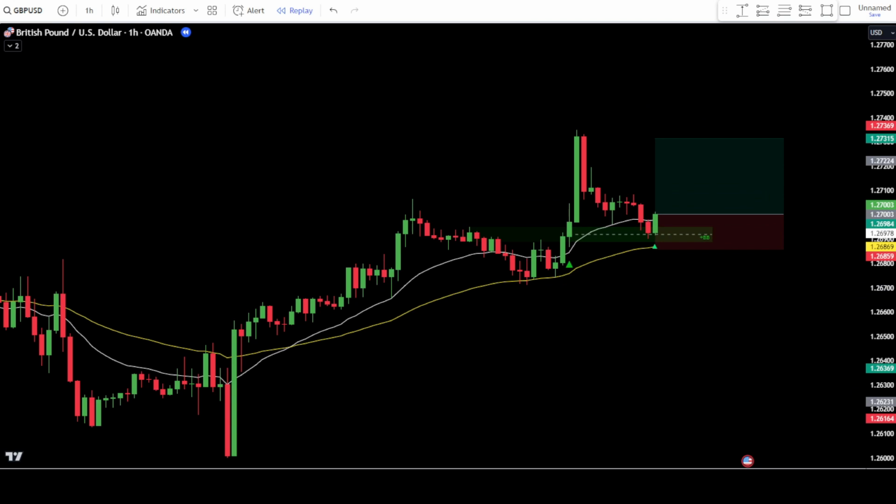7. Place a stop loss below the bullish breaker block. 8. Utilize a target take profit using a risk to reward ratio of 1 to 2.